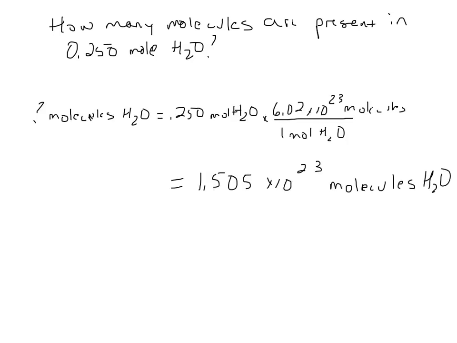All right, so here it is. We're setting it up so that we're trying to find molecules H2O given 0.25 moles. Here's my conversion. 6.02 times 10 to the 23rd molecules per mole. Make it so that moles will cancel. So you cancel out your moles. You're left with molecules at that point. Total answer 1.505 times 10 to the 23rd.